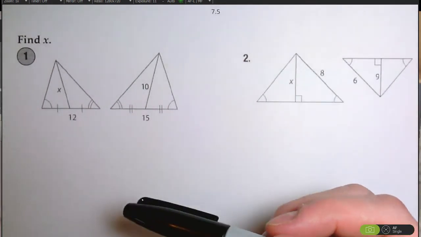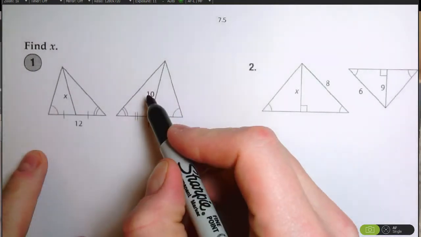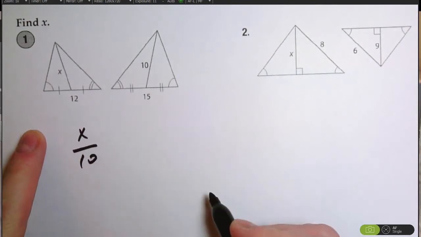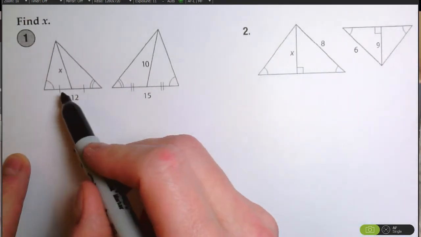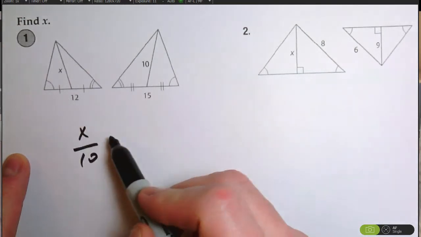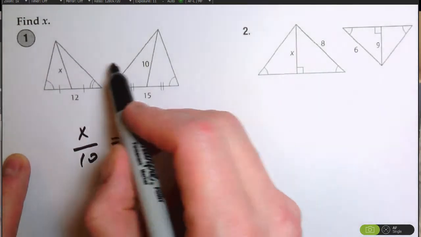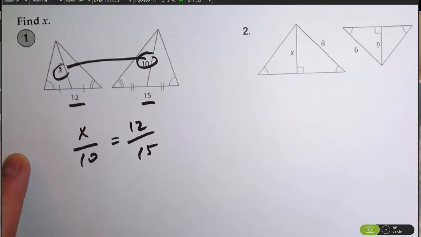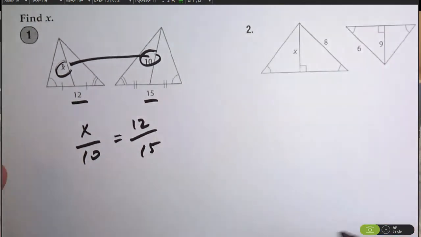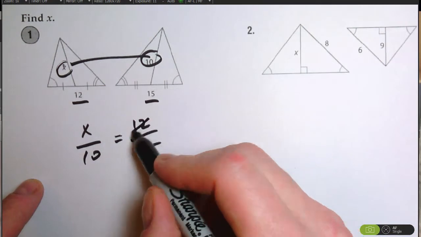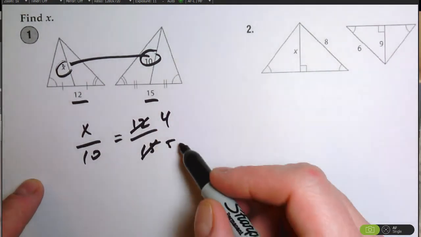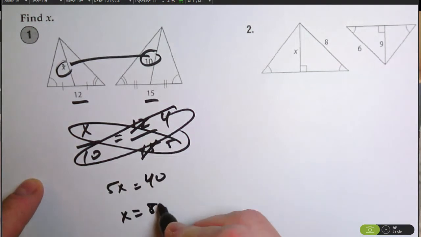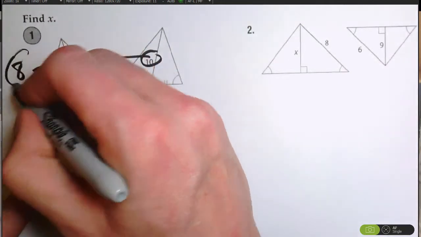So for this problem, 10 and x are proportional because they're the parts that are going to be similar to each other. So x and 10. The key though is these little segments here, or this whole side actually, 12 and 15. So x goes to 10, 12 has to go then to 15. And now we can set up, well, we've already set up the proportion. Now we can just cross multiply and solve. The easiest thing to probably do is reduce this though, and just make this 4/5. And then 5x equals 40. Divide by 5, x equals 8. So this guy here has to be 8.